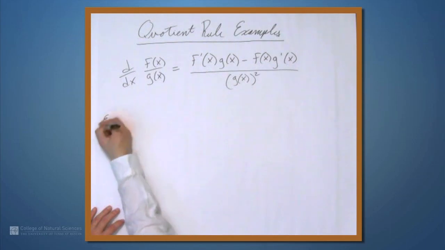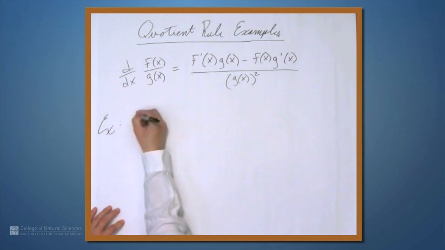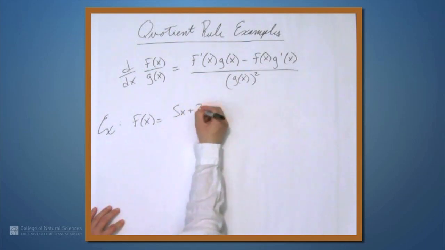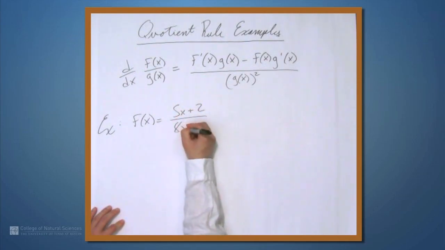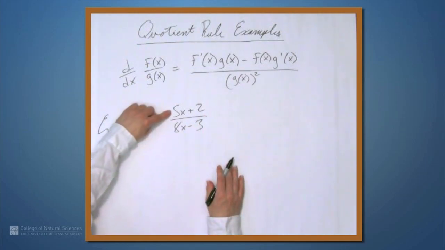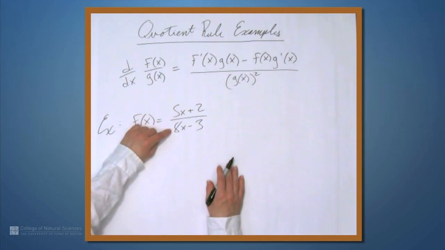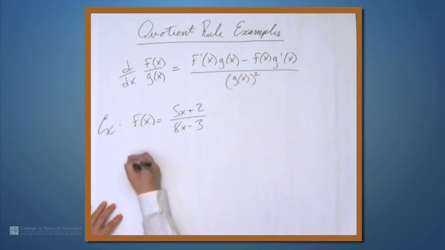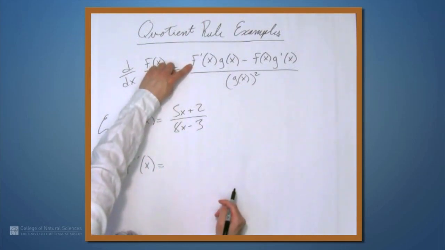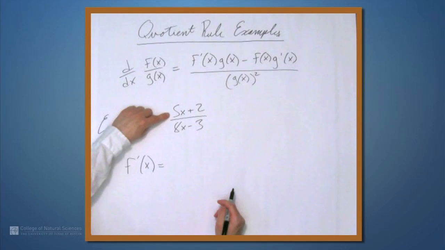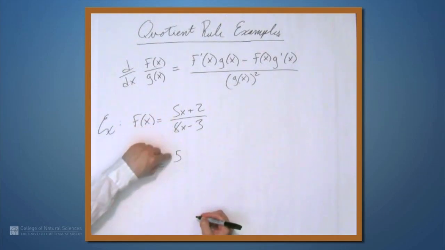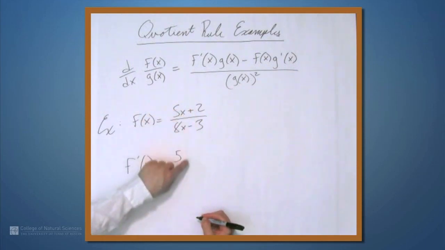So let's look at an example. Let's say that f of x is 5x plus 2 over 8x minus 3. So our ratio of functions, the top one is 5x plus 2, the bottom one is 8x minus 3. So when we find f prime, the first thing we look for is the derivative of the top one. The derivative of the top one is just 5, right? The derivative of 5x is 5. The derivative of 2 is 0.